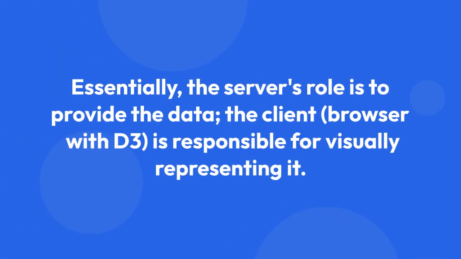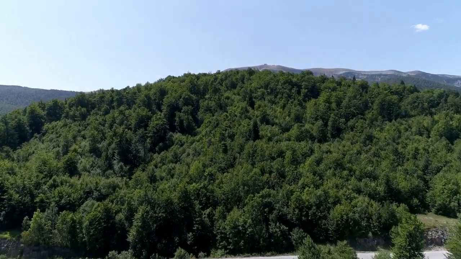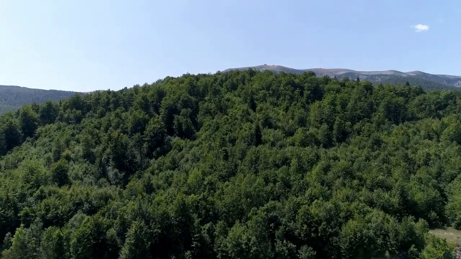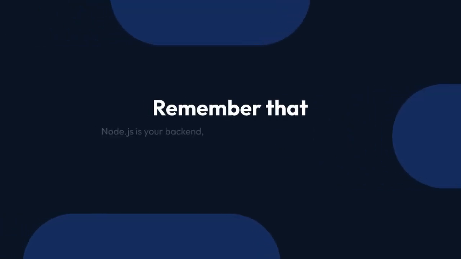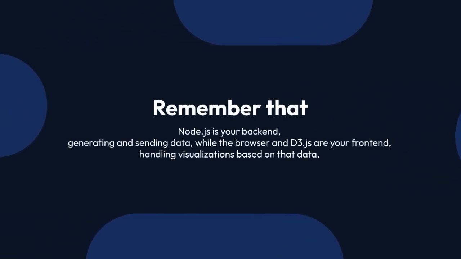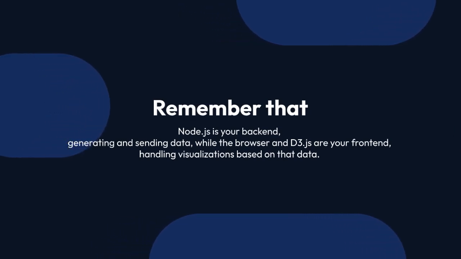Essentially, the server's role is to provide the data. The client, the browser with D3, is responsible for visually representing it. By carefully separating server-side and client-side code, you can leverage the power of both Node.js and D3.js without running into the "document is not defined" error. Remember that Node.js is your backend, generating and sending data, while the browser and D3.js are your front end, handling visualizations based on that data.